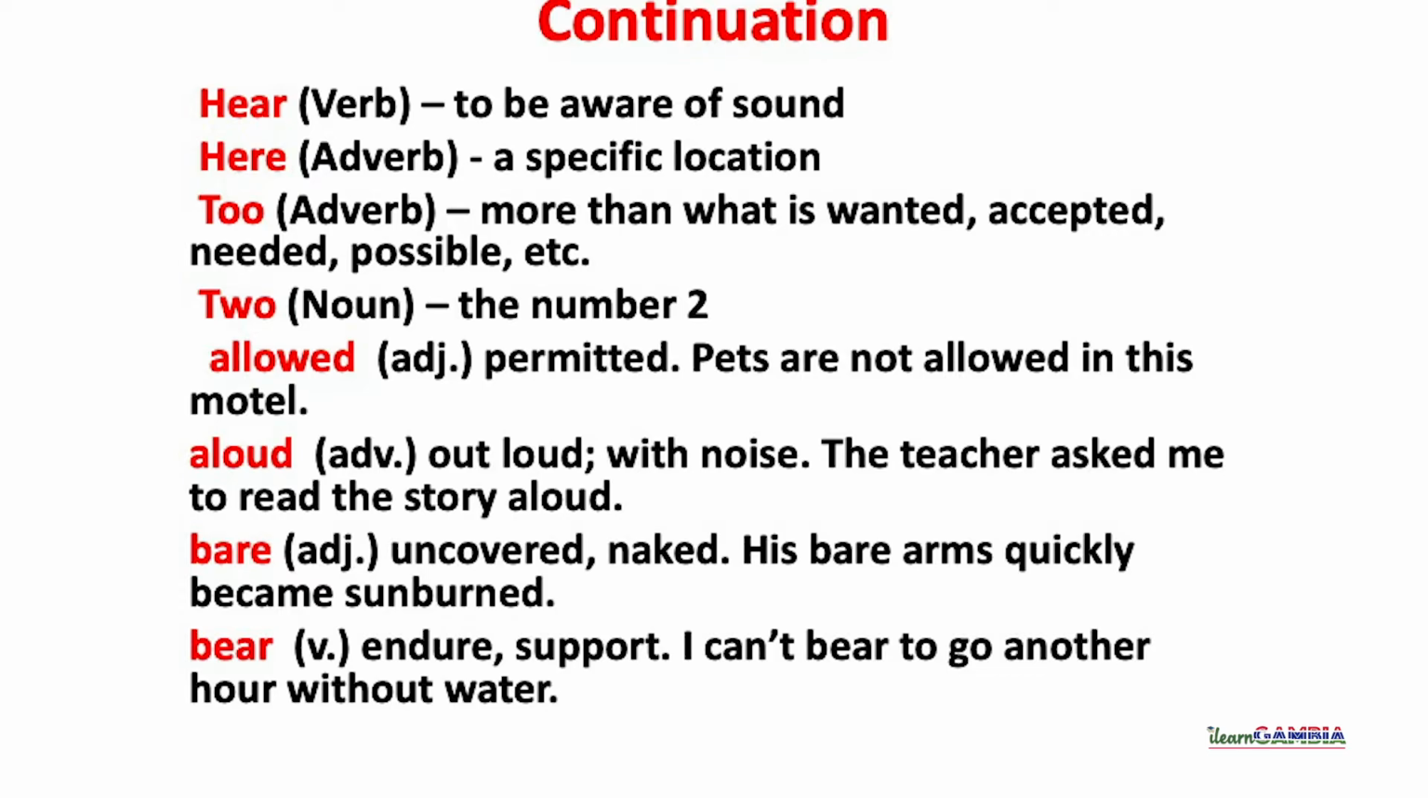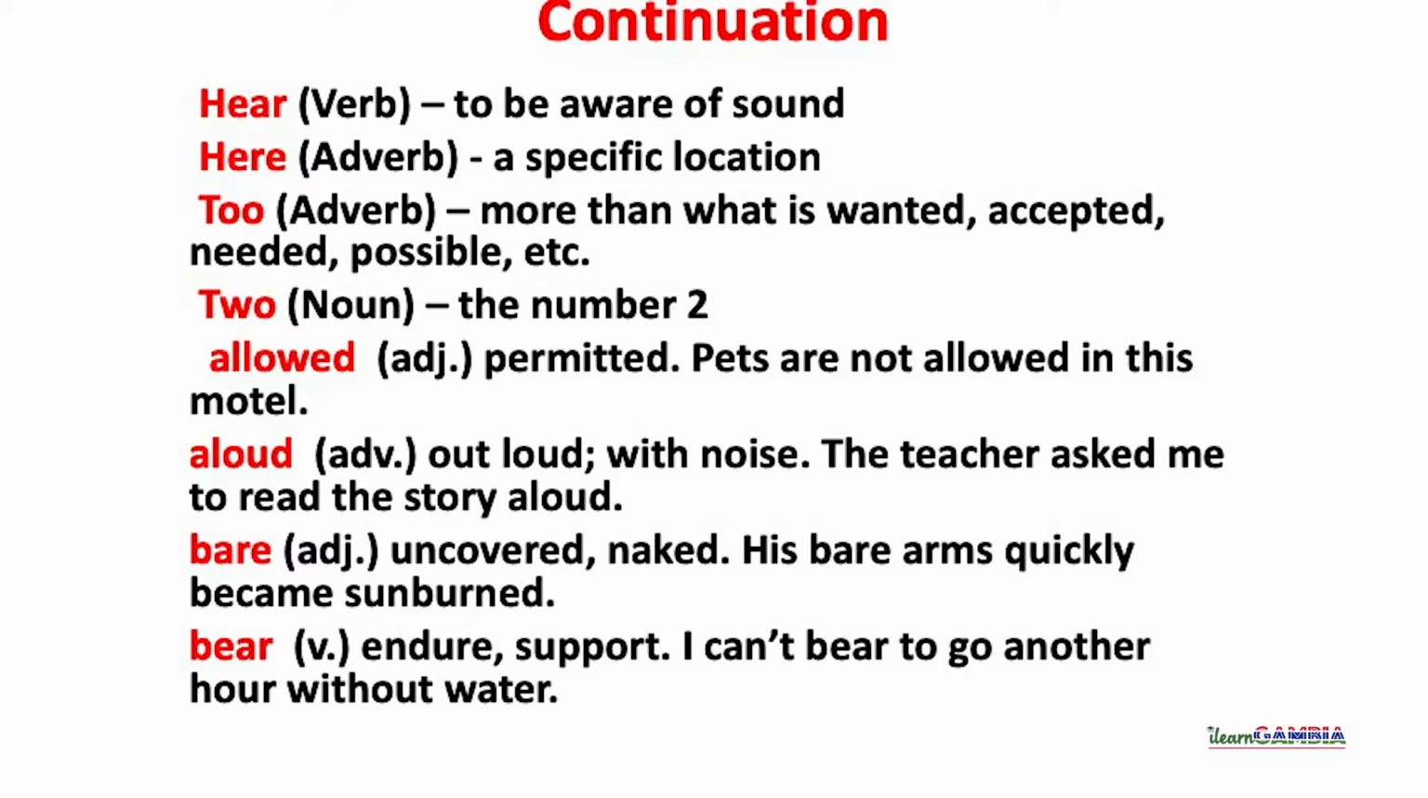So we also have allowed, an adjective, which is to permit, and we also have another one, aloud, which is an adverb, out loud or with noise. We say the teacher asked me to read the story aloud. And the other one, we say pets are not allowed in this motel. So when we say pets are not allowed, meaning pets are not permitted in this motel. Or we say boys are not allowed to enter girls' dormitory, meaning boys are not permitted to enter. So the other aloud means with noise. For instance, the teacher asked me to read the story aloud.